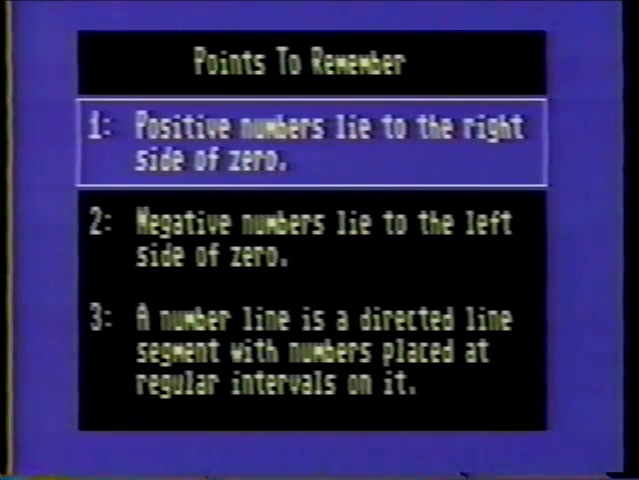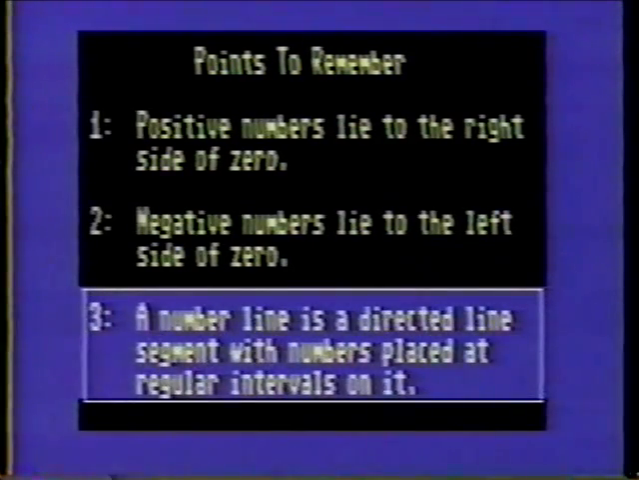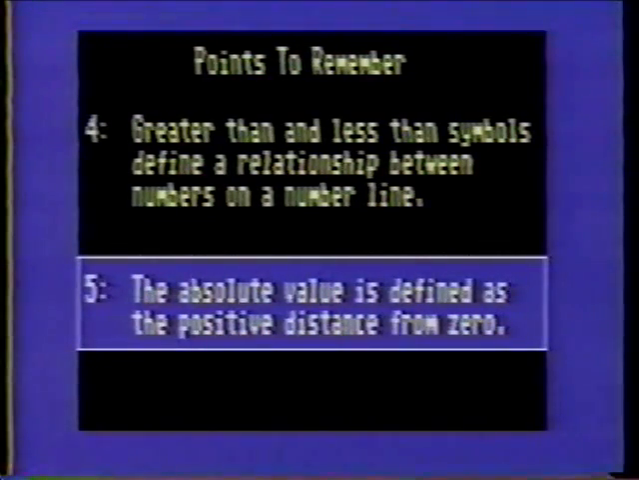Points to remember. Number 1, positive numbers lie to the right side of 0. Number 2, negative numbers lie to the left side of 0. Number 3, a number line is a directed line segment with numbers placed at regular intervals on it. Number 4, greater than and less than symbols define a relationship between numbers on a number line. Number 5, absolute value is defined as the positive distance from 0.